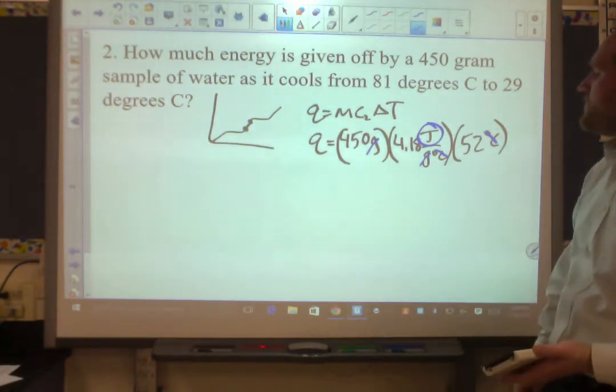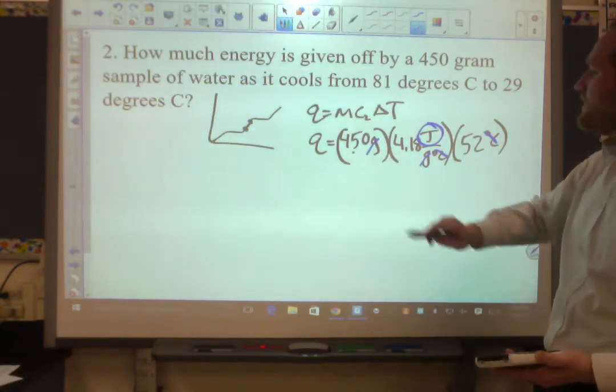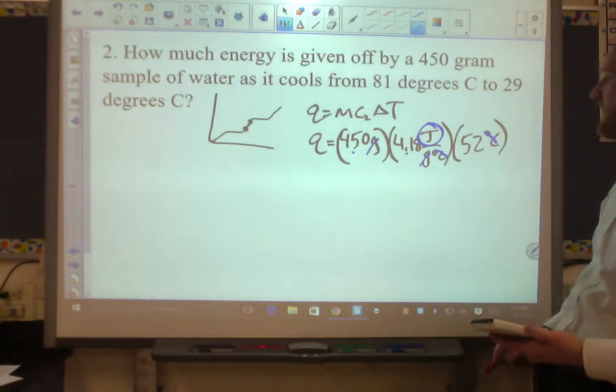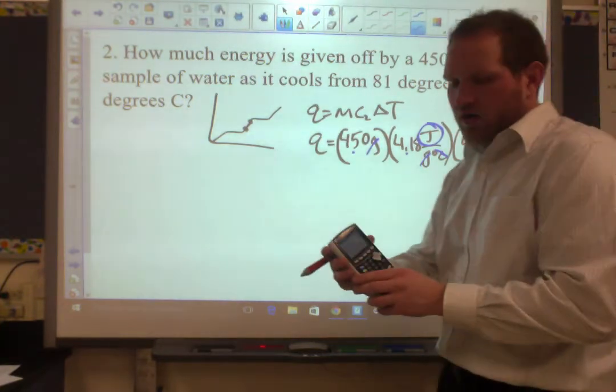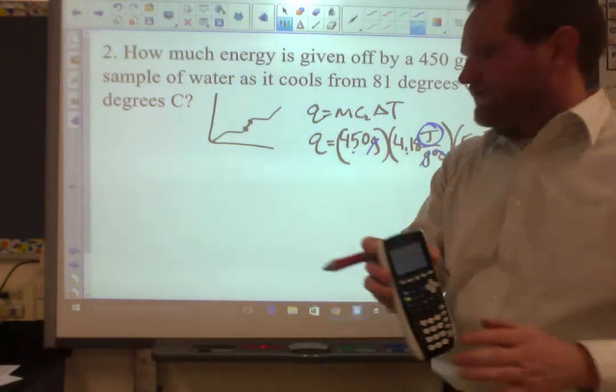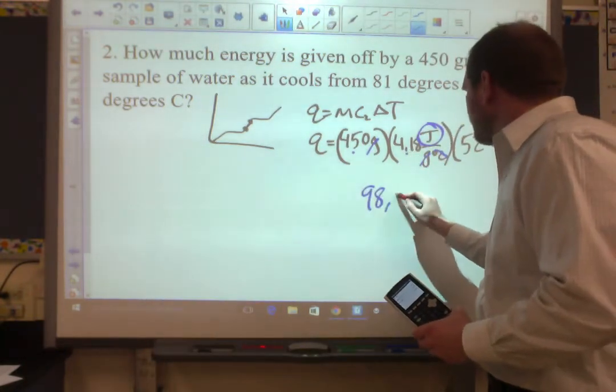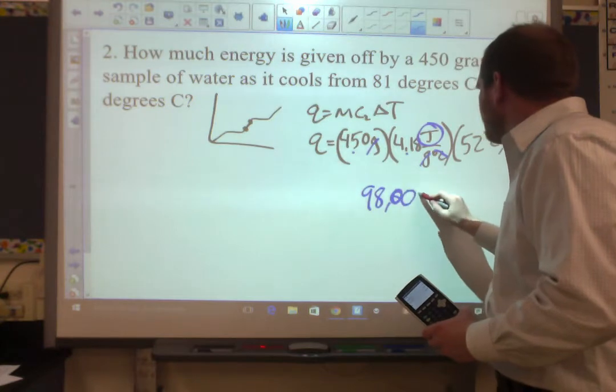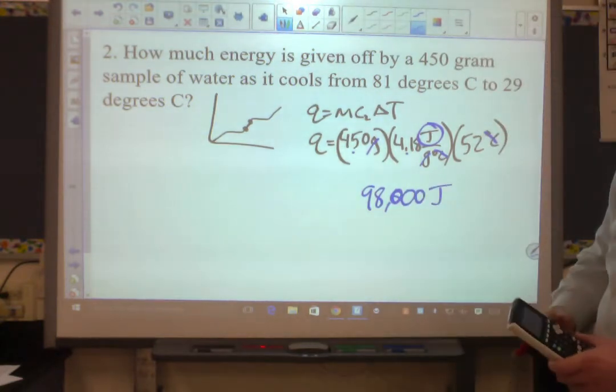For sig figs, look at the numbers you used: 2 sig figs, 3 sig figs, 2 sig figs. I'm going to use 2 sig figs, so I'm going to call this answer 98,000 joules. Okay.